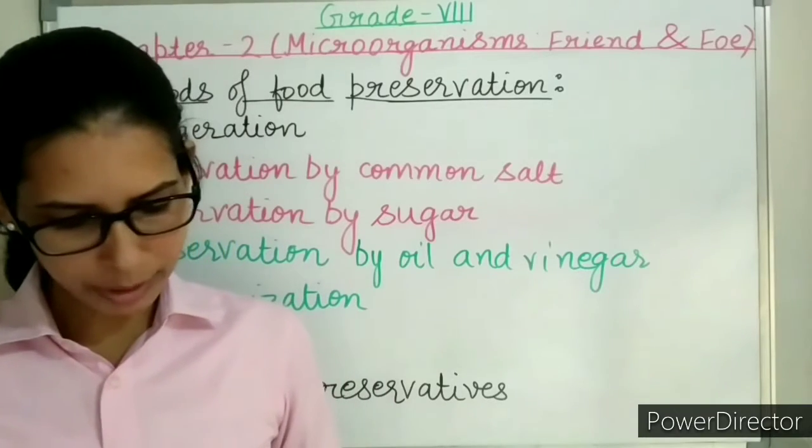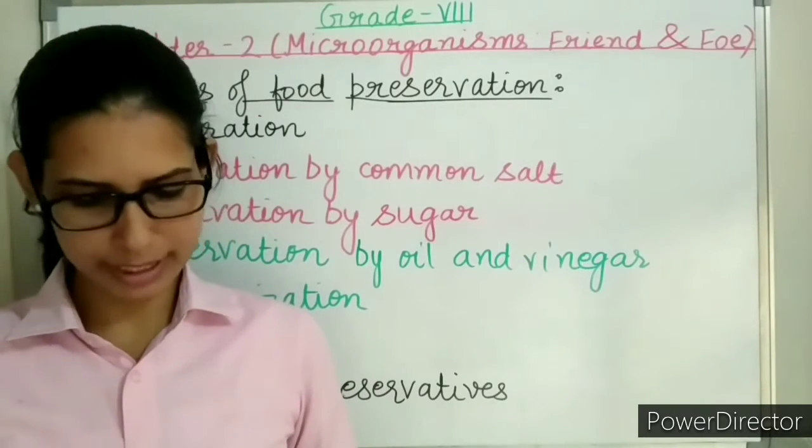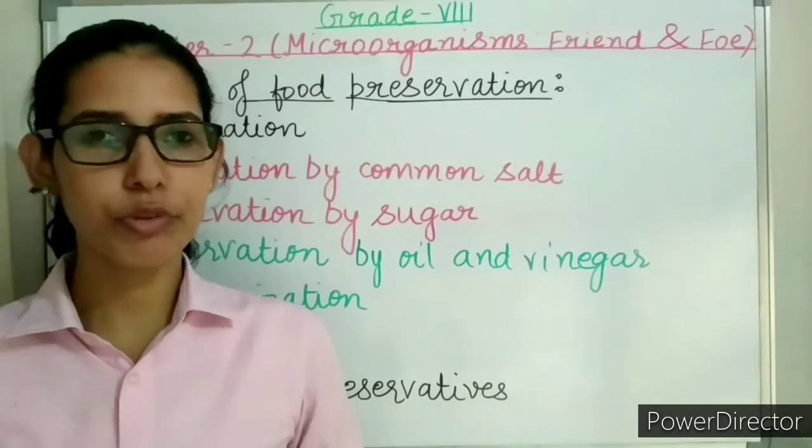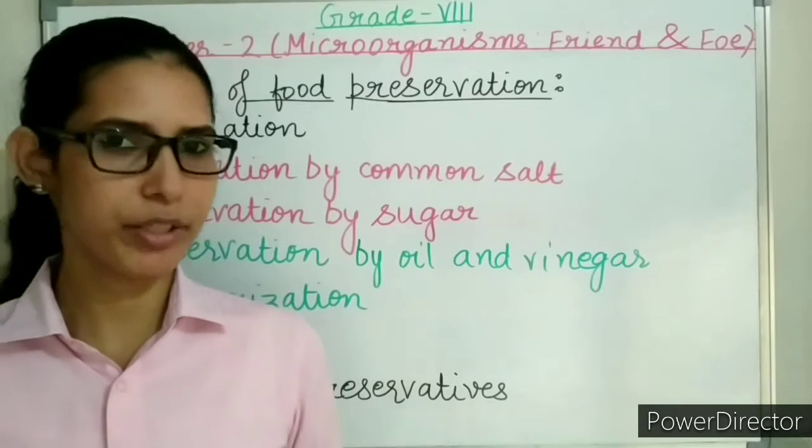First is, which of the following microorganisms can make their own food by the process of photosynthesis? So here the answer is algae. Algae are the photosynthetic organisms that can make their own food.